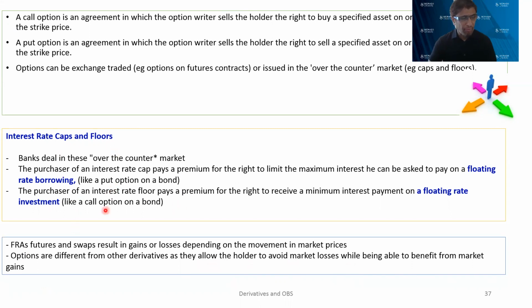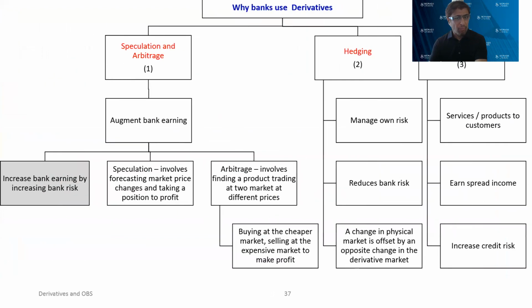Here in the caps and the floors, for the investors and the borrowers, the investor, for example, as I told you, will exercise only if the price goes under 4. He doesn't have to exercise that option. And the borrower will exercise only if the price goes over 7%, if his limit is 7%.